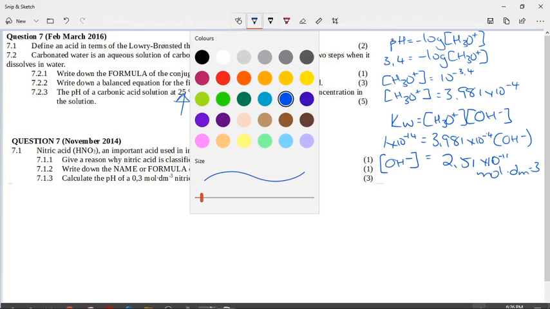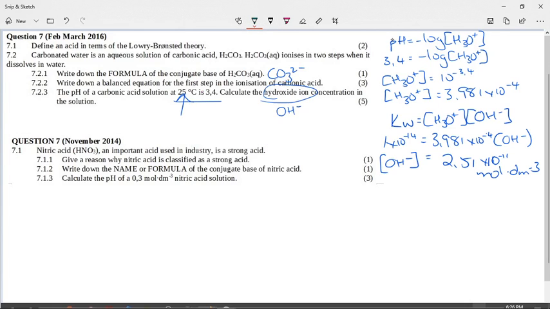Now let's have a look at November 2014. It says nitric acid is an important acid used in industry. It's a strong acid. Why is it a strong acid? It ionizes completely, giving you a high concentration of hydronium ions. Write down the name or the formula of the conjugate base. That'll be the nitrate ion, NO3-. And then it says calculate the pH of a 0,3 mole per cubic decimeter nitric acid solution.